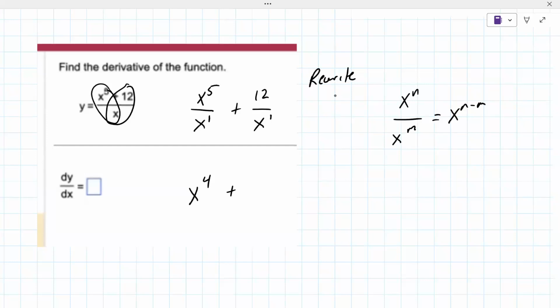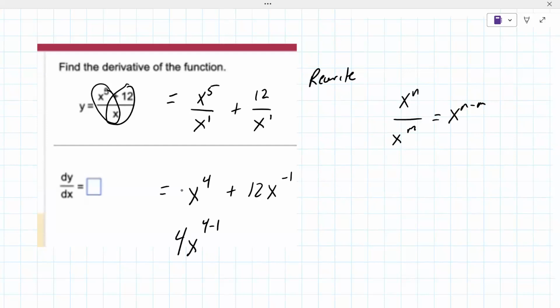And then this one is the one we used in the previous problem. It becomes 12x to the -1 power. Okay. No derivative yet. We have yet to take a derivative. These are just rewrites. Now to take a derivative, you bring the exponent out in front. So this is 4x to the 4 minus 1 power.